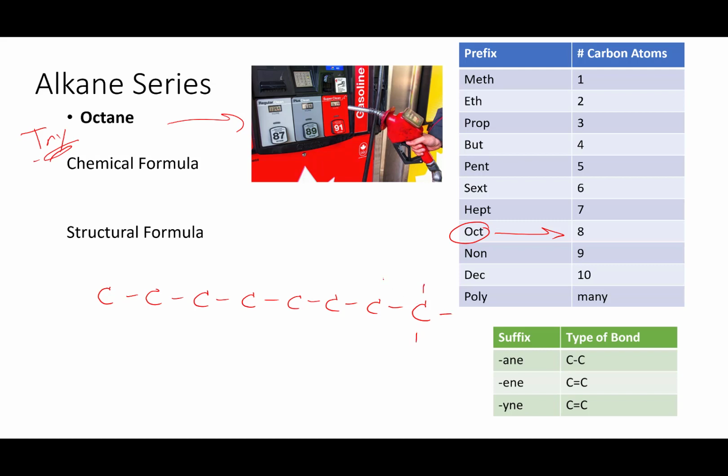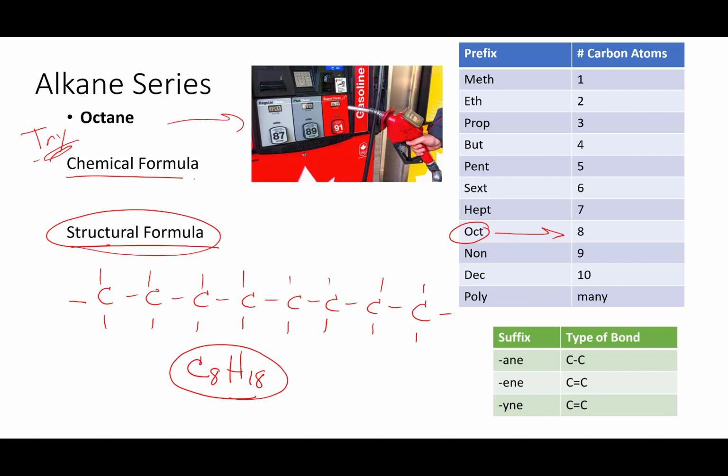1, 2, 3, 4, 5, 6, 7, 8, 9, 10, 11, 12, 13, 14, 15, 16, 17, 18. I'm lazy. I could fill those in. I'm not going to. 8 carbons and 18 hydrogens. This is my chemical formula. If I filled in all those hydrogens, that would be my structural formula. I hope you also are starting to understand why these molecules are going to have a picture as well as a chemical formula, because you need both. You need to see how it is put together.